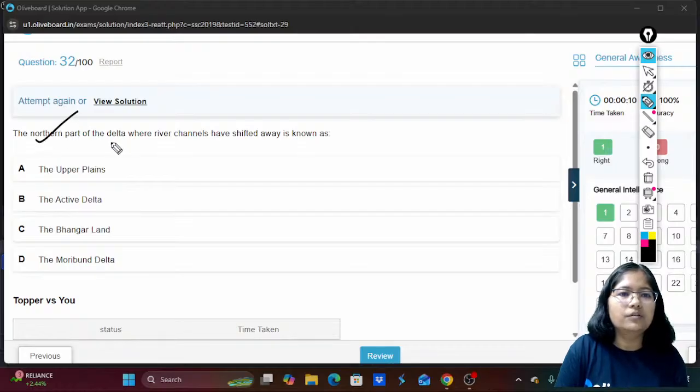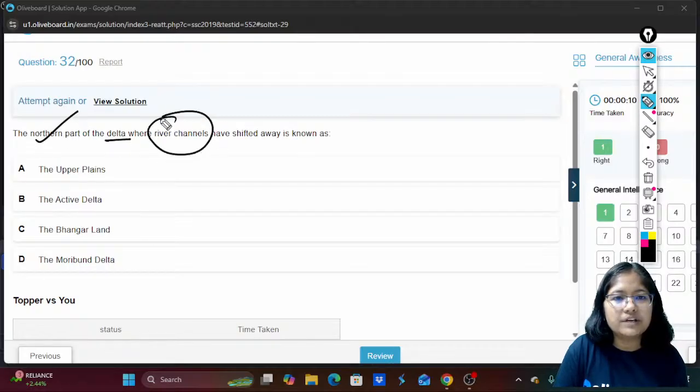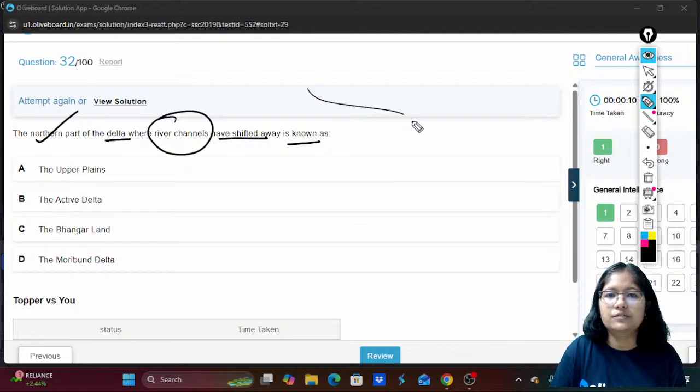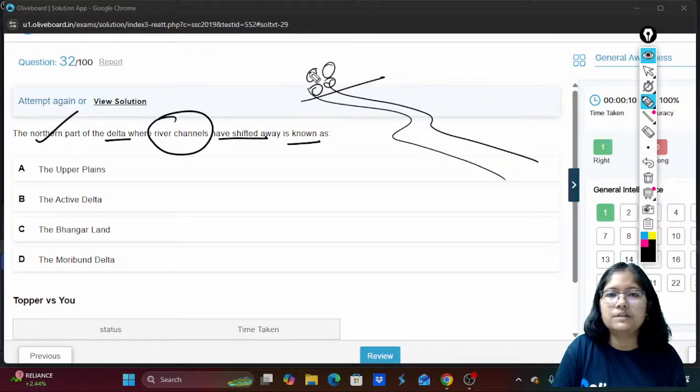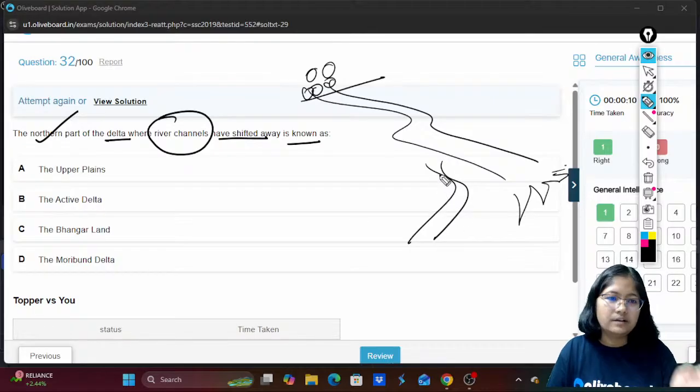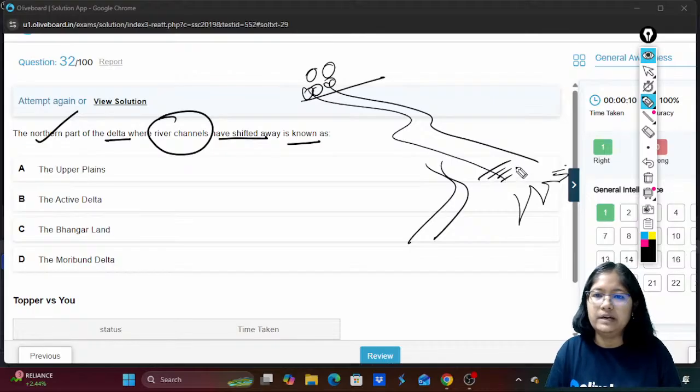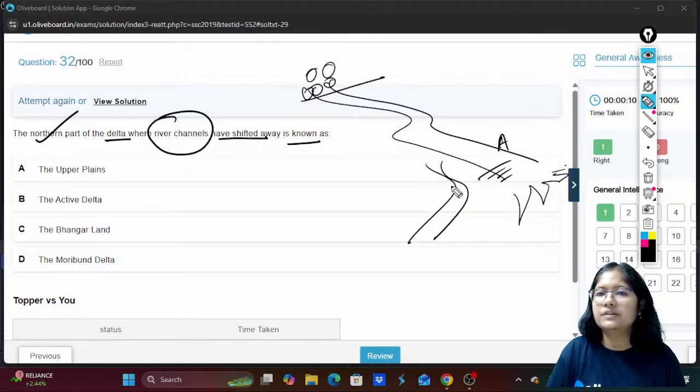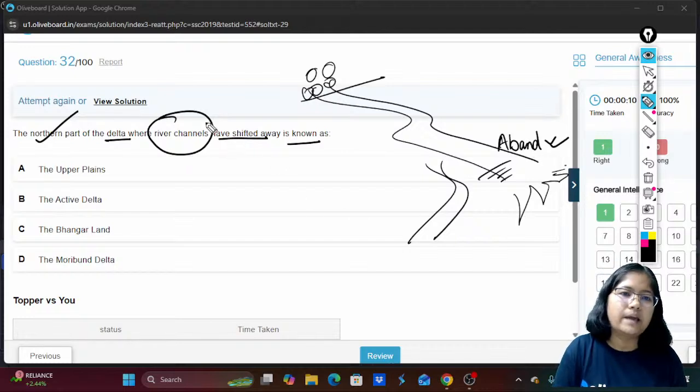The northern part of the delta where river channels have shifted away is known as? If a river was flowing like this, we know that there is an upper course where the boulders will be deposited with high energy of the river, and then finally it will form the deltas, right? The energy will also decrease, and if the river has shifted its course, or taken another course, what will happen to this upper part of the delta? It will be abandoned, right? Because the river itself has shifted, it is known as abandoned. That is the common name. It is the abandoned delta.